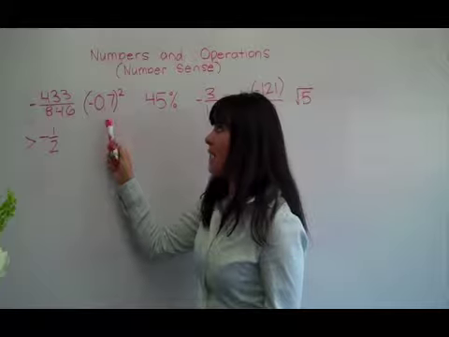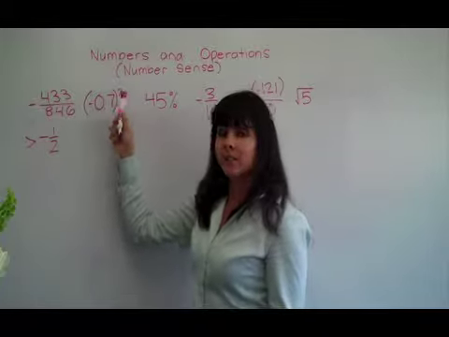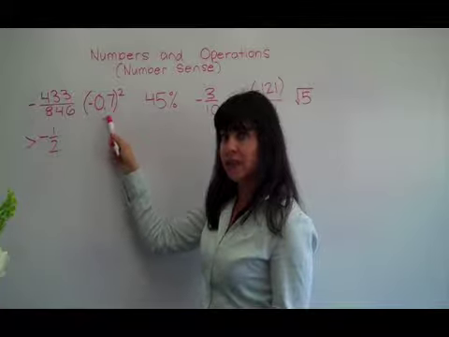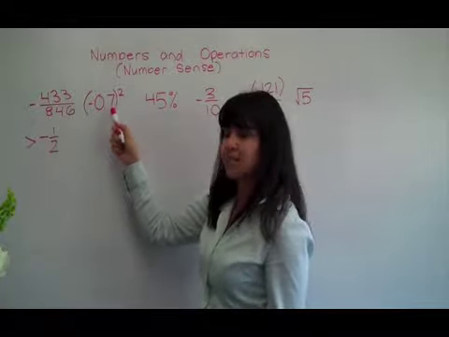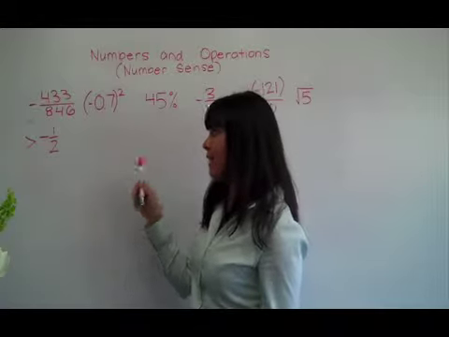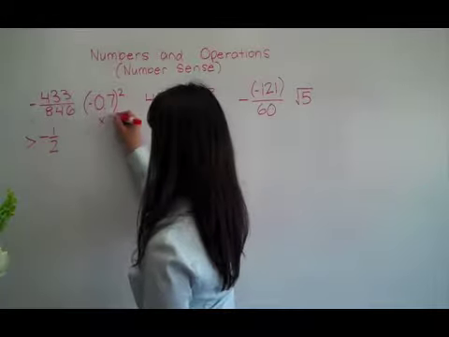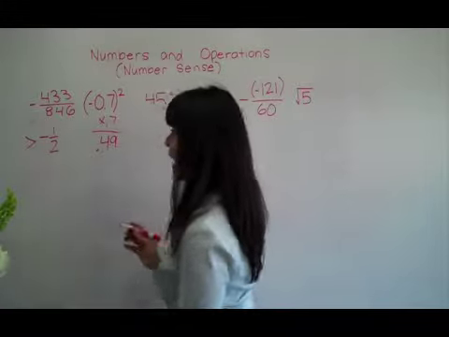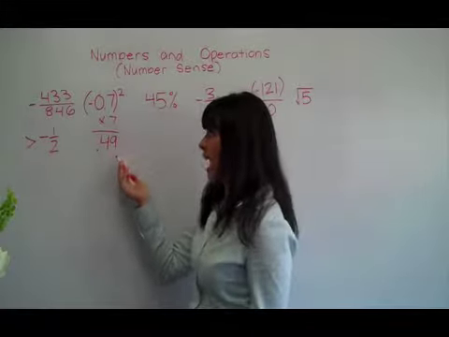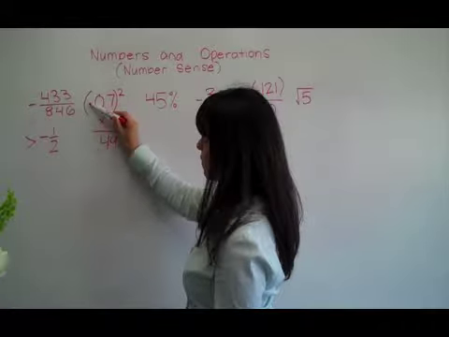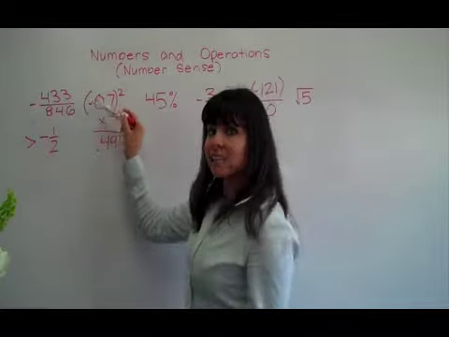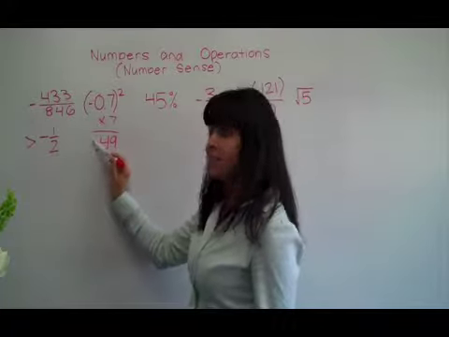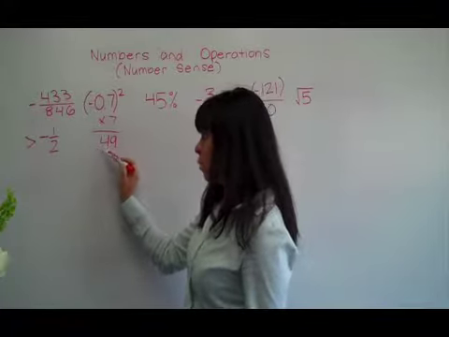Okay, next we have negative 0.7 squared. Because the exponent is outside the parentheses, that means we're just going to square this 0.7. So 0.7 times 0.7 is going to be 0.49, again, very close to 1/2. Because this is negative, any negative squared, a negative times a negative equals a positive, so this is going to stay positive. So we have positive 0.49.